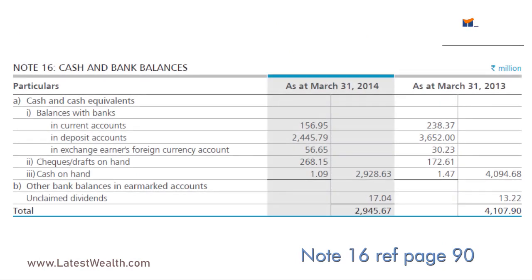Please refer note 16, page 90. The note 16 is associated with cash and bank balance as we are showing on the screen. Now you can see the company has cash parked in various types of accounts. If you look at note 16, you can see different types of accounts. See here, cash and cash equivalents as per March 31st, 2014 and March 31st, 2013. In current accounts, 156 crores. In deposit accounts, 2445.79. In exchange earning foreign currency, 56.65. Checks and drafts in hand, cash in hand.